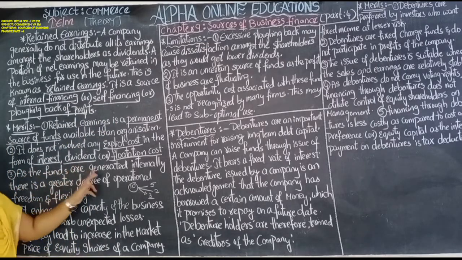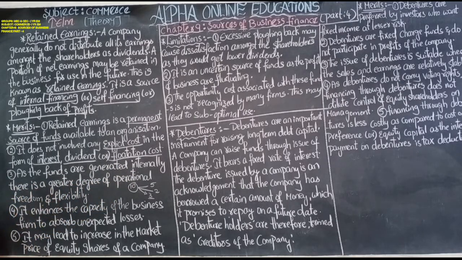As the funds are generated internally, there is a greater degree of operational freedom and flexibility. As these funds are generated within the organization, there is more freedom and flexibility in the degree of operations. Operation means activity. The business can perform its activities very freely and flexibly, meaning it can change its activities or the nature of its business because it has more reserves, so that it can make certain changes or introduce a new product. Those things can be done with the help of these retained earnings.